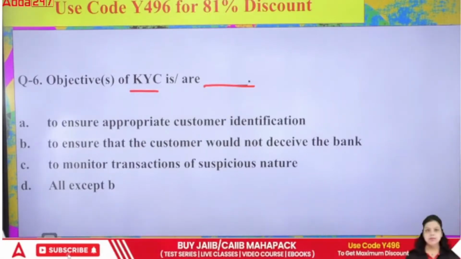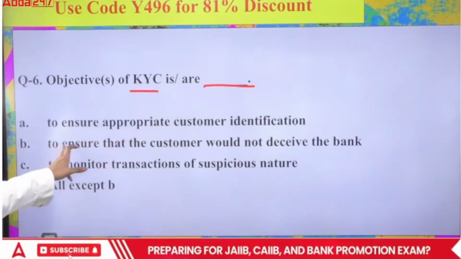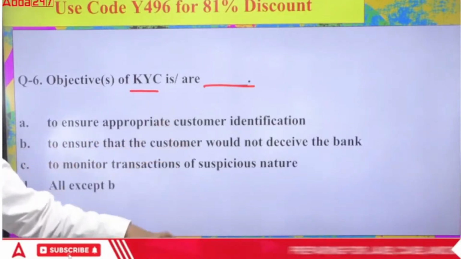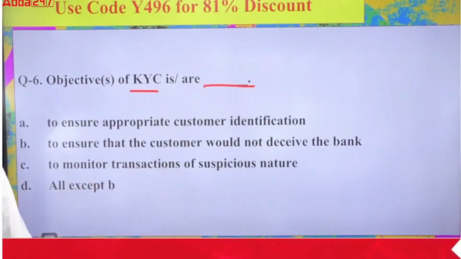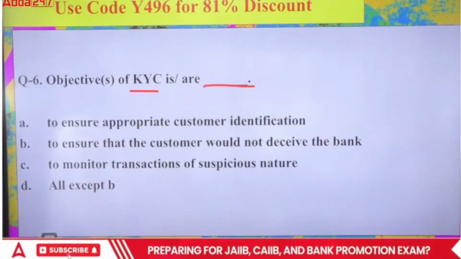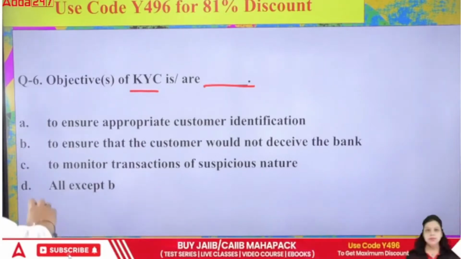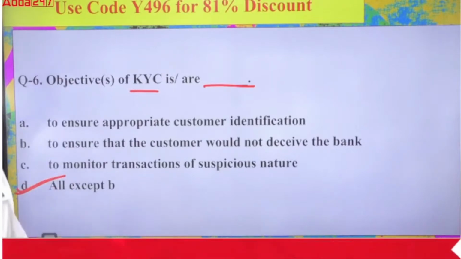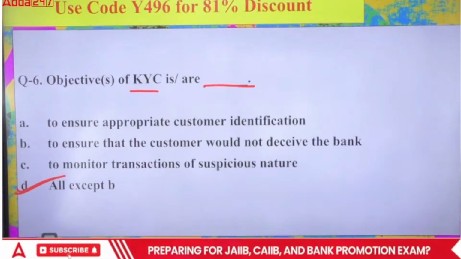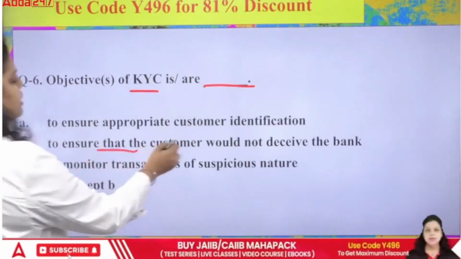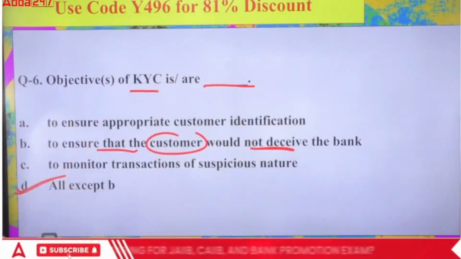So which of the following is right? First, to ensure appropriate customer identification. Second, to ensure that the customer would not deceive the bank. Third, to monitor transactions of suspicious nature. And fourth, all except B. The right answer will be all except B. That's the objective, because ensuring the customer would not deceive the bank is not an objective. A and C are, but not B.